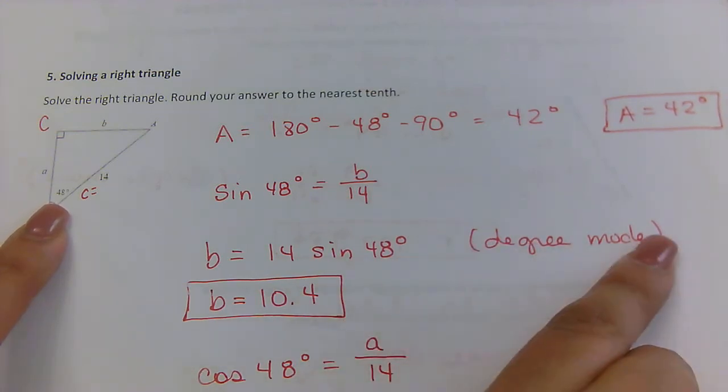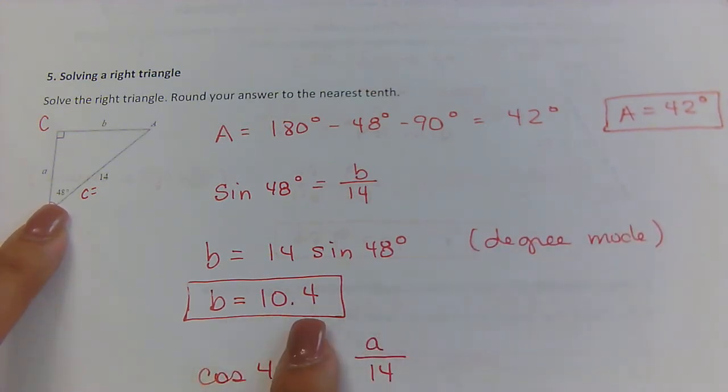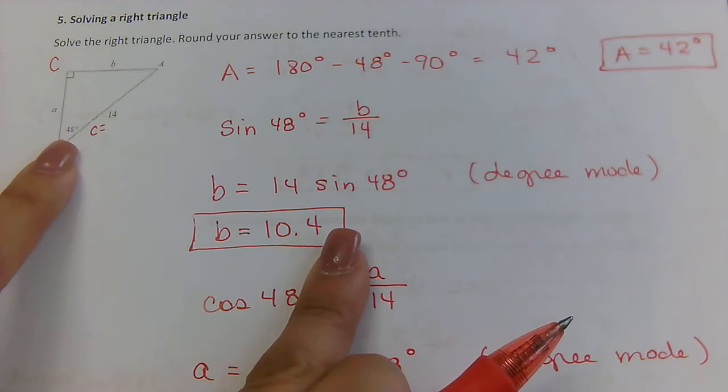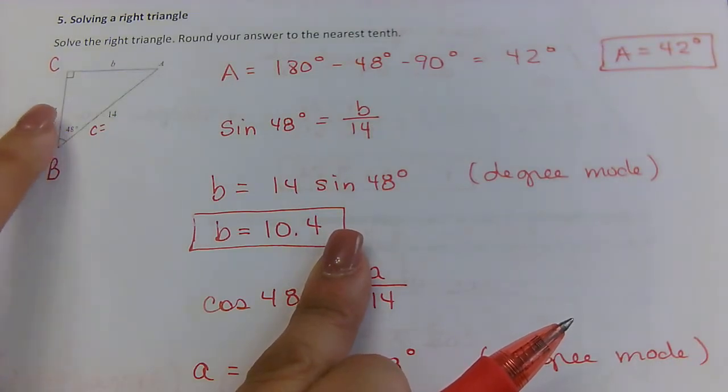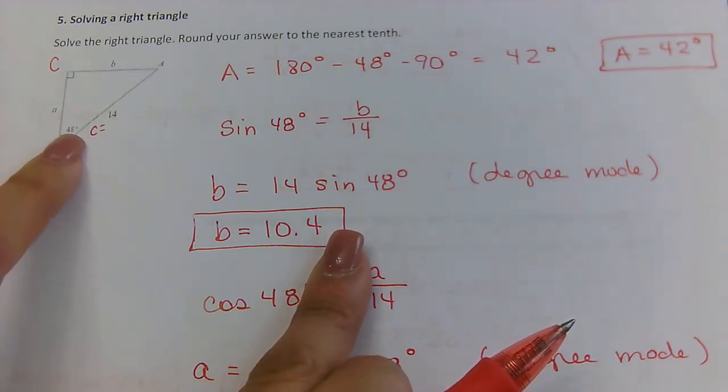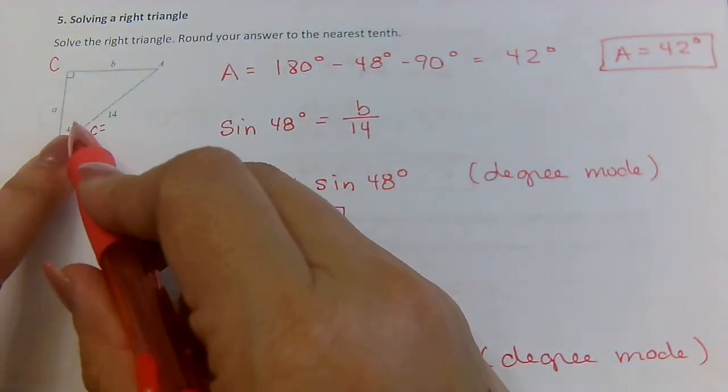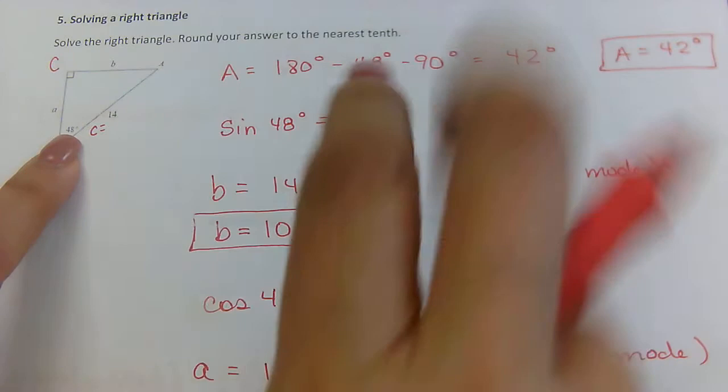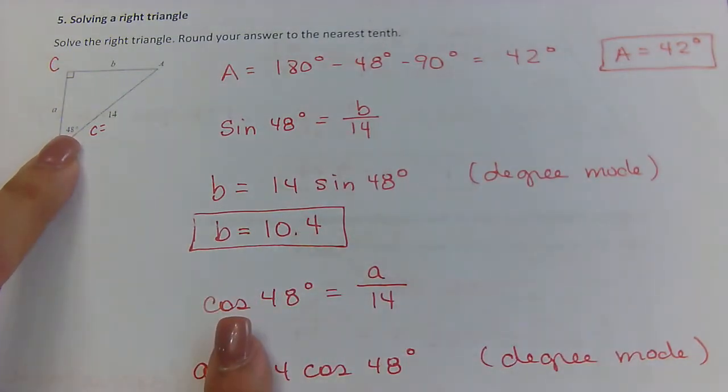Make sure you're in degree mode, and you'll get b is equal to 10.4. Since there are no units, you don't have to add units in this problem. Okay? Then we need to find little a. Again, I'm using the 48 degrees because that is given, and I'm going to need to find the adjacent over the hypotenuse, so this time we're using cosine.